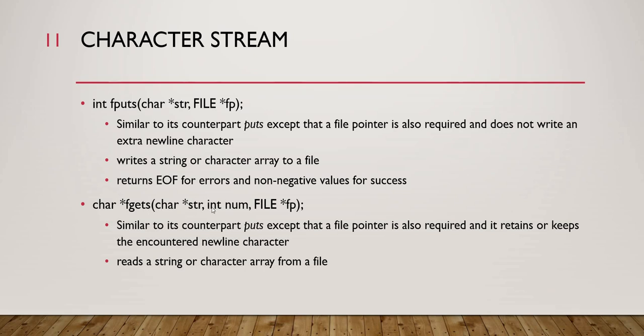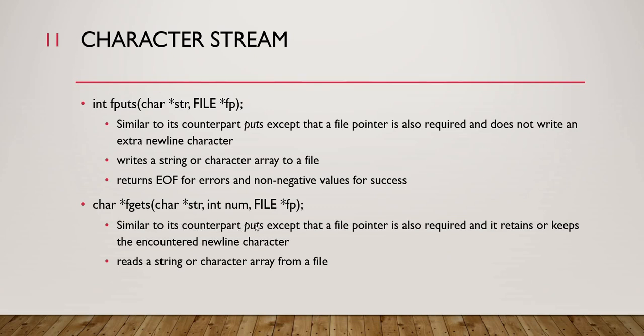Okay, so this function is the same as gets, but gets did not contain these two things, int num and file. If you can remember, gets only contained what? The character pointer. Okay, so the new things that we have here are num and the file pointer. The file pointer is the same as in puts. This is the pointer of the file from where we want to take input.